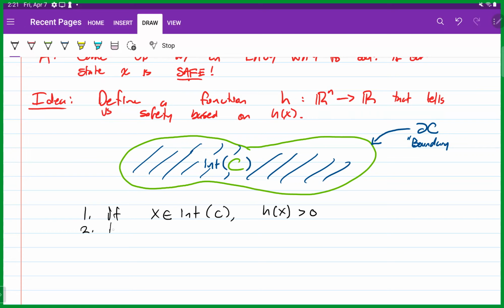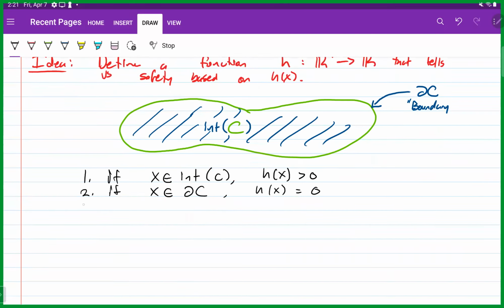Now, secondly, if X is going to be on the boundary of our safe set, then our H of X should be equal to 0. And then thirdly, if X is not in our safe set, if X is an unsafe state, then our H of X should be less than 0.